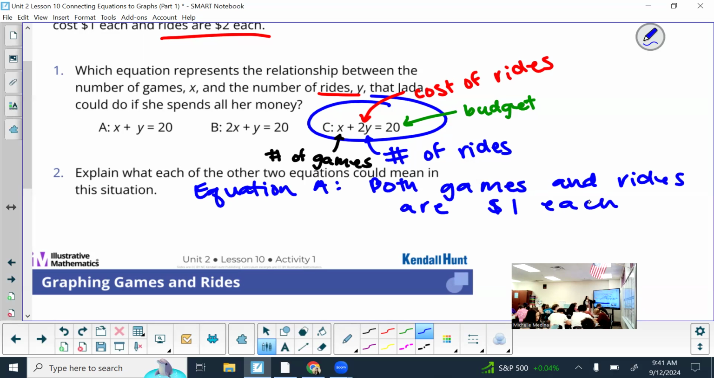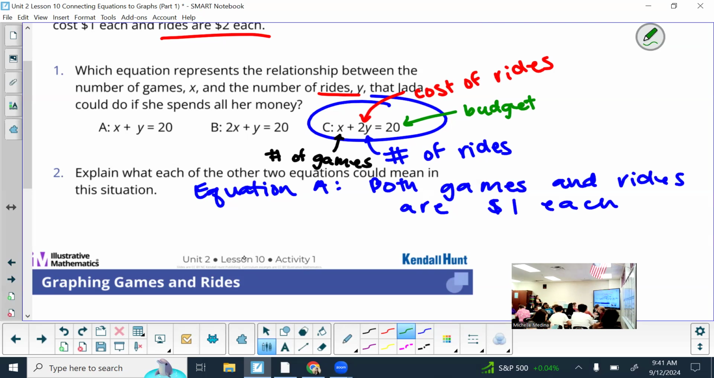Because what are both of the coefficients in this one? What's the number in front of the variable for both of these? 1. So coefficient, by the way, is the number in front of the variable. That way you know what you're talking about. It's not written, it's 1. So for equation A, that's saying that both the games and rides are $1 each, which is not correct for this situation.